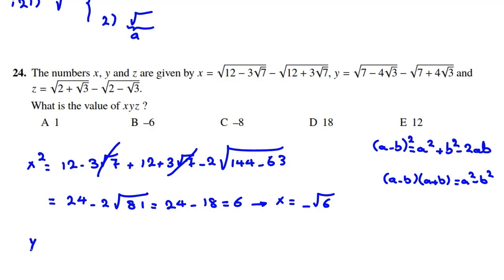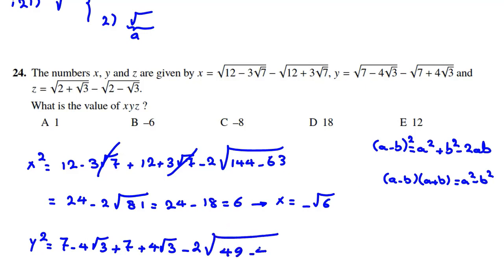In the same way, we want to calculate y squared. If you do the same thing, it is 7 minus 4 root 3 plus 7 plus 4 root 3 minus 2 times square root of 49 minus 48. This one will be cancelled. It is 14 minus 2, which is 12. Again, y is plus or minus root 12. Which one is greater? This one. So it is negative root 12.